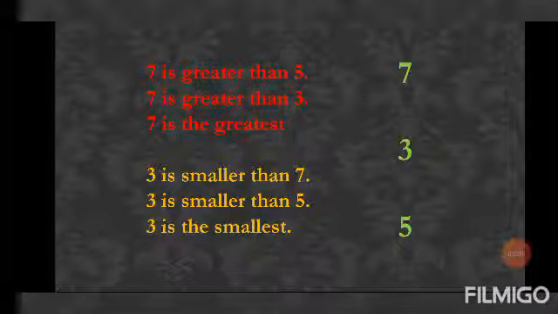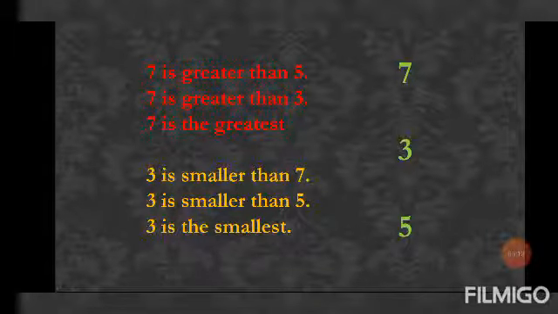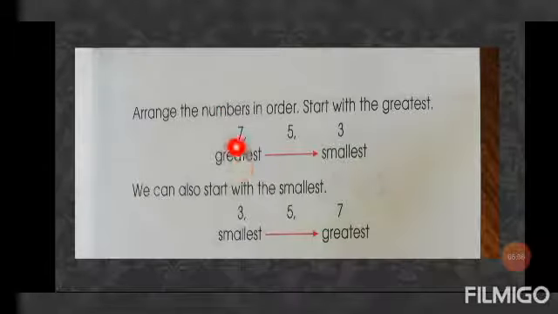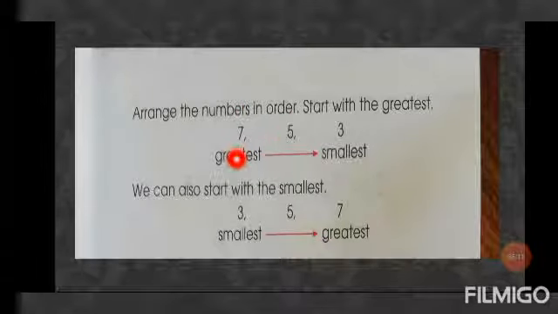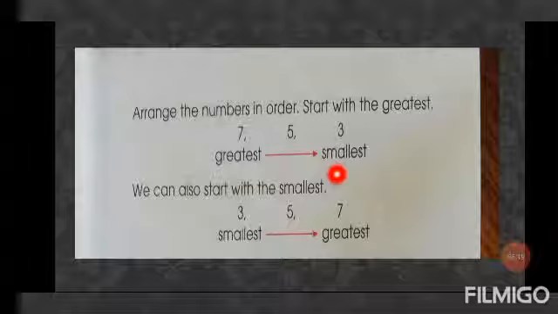Then we have seen that 7 is the greatest number and 3 is smaller than 7 and 3 is smaller than 5. So we have seen that 3 is the smallest number. Which is the greatest? Yes, the biggest number, that is 7. This is the greatest number. Then comes 5. And which is the smallest number? Yes, this is 3. 3 is the smallest number.